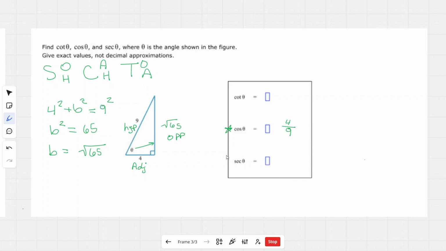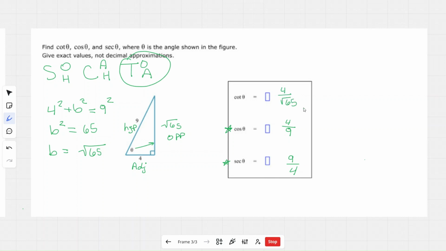The next one we're going to look at is the secant. Secant and cosine are reciprocal functions. There's no other work to do here other than just flip cosine over: 9/4. The cotangent is the reciprocal of our tangent function. So instead of opposite over adjacent, I'm going to do adjacent over opposite.